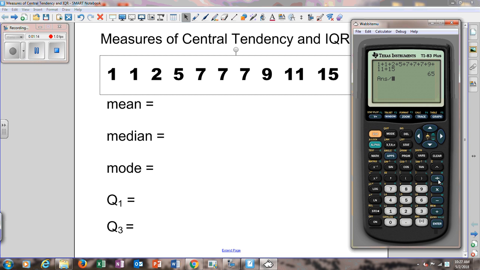Then we would divide that by 10, because there's 10 numbers. And that gives us a mean of 6.5. So we've been doing this forever.